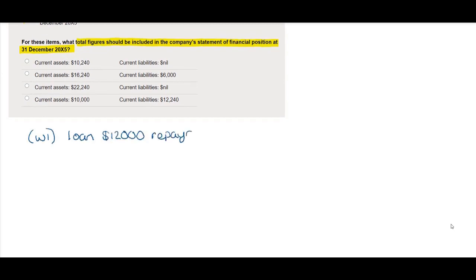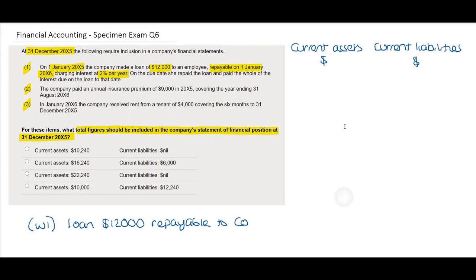In working 1, the loan of $12,000 is repayable to the company straight after the year end. These are amounts due to the company and so as a result should be recognised as an asset, and so therefore our $12,000 should be put into our current assets balance.